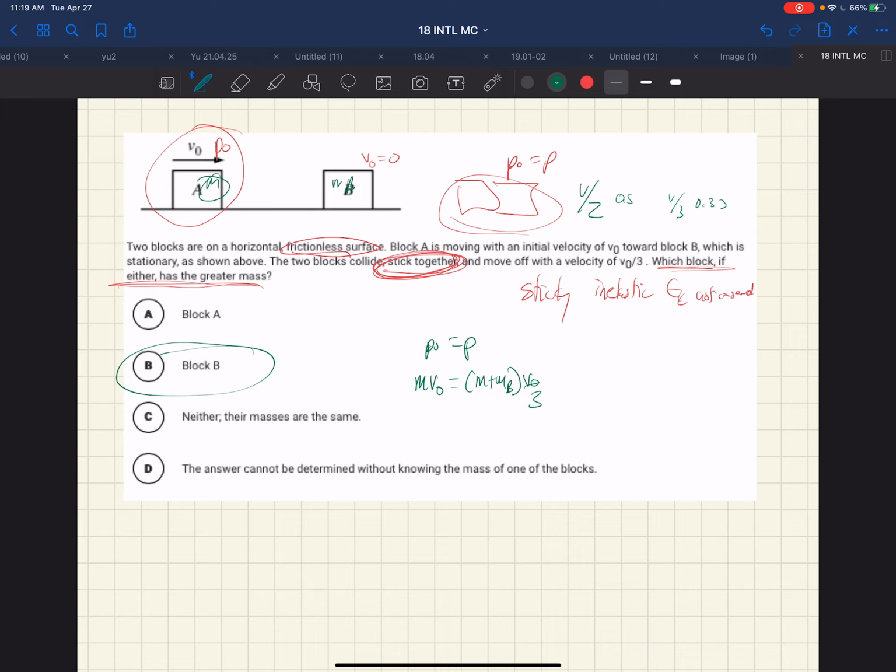And what we want to know is how the different masses compare with each other. Well, we have 3, cross multiply, 3M V0 over V0 equals M plus MB. V0's cancel, and we're left with 3M equals M plus MB. Subtract an M from both sides, and we get 2M is the mass of B. So the mass of B is twice the mass of the other one. So we can prove it algebraically as well.